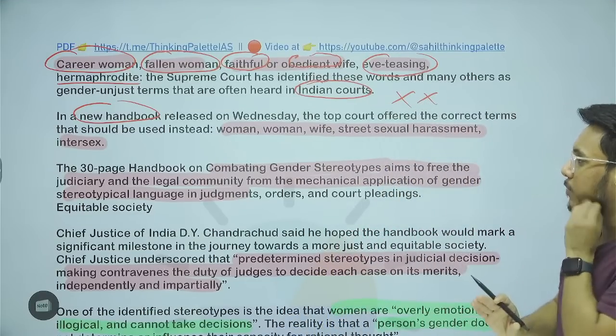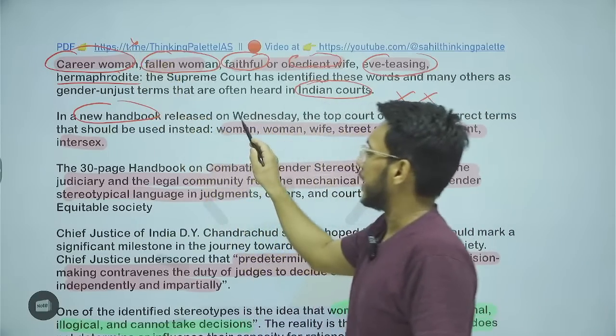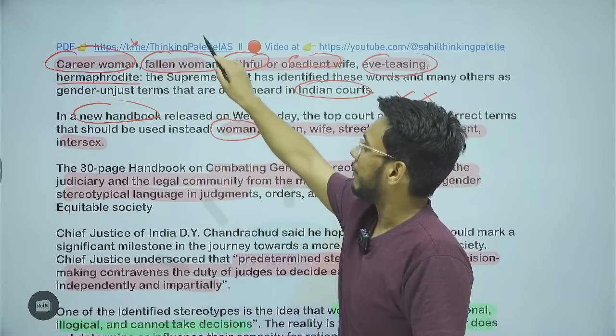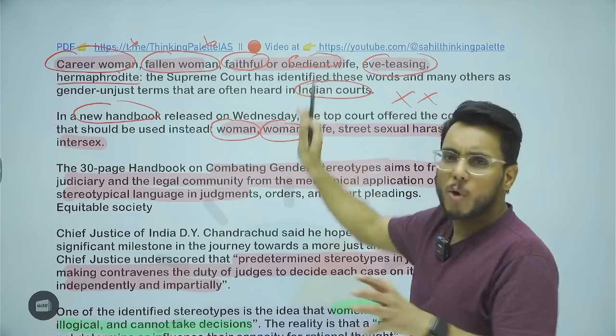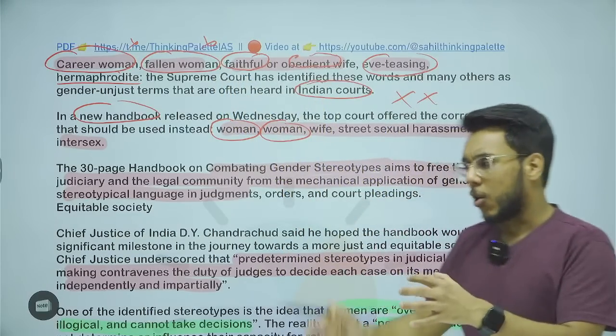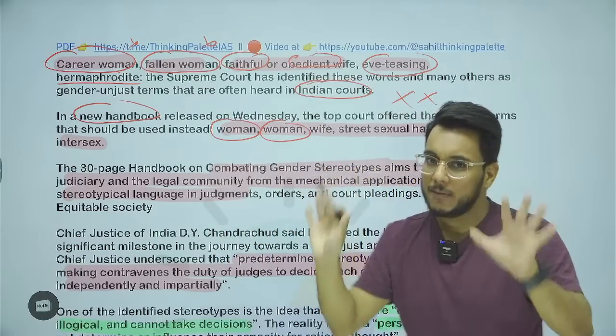So the Supreme Court has provided that the word career women will not be used. Rather, the word women will be used. Fallen women will not be used. The word women will be used. Faithful or obedient wife, fine. Why are you calling a few women faithful, obedient, disobedient? Simply, a wife is a wife.